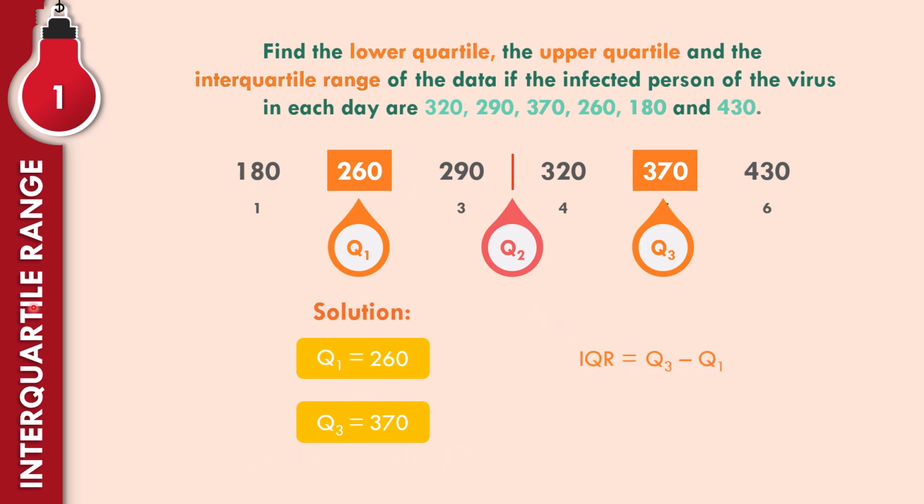Let us identify now the interquartile range. Q sub 3 minus Q sub 1. Q sub 3 is 370 minus Q sub 1, that is 260. 370 minus 260, the interquartile range, is equal to 110. So from quartile 3 minus quartile 1, the interquartile range is equal to 110.